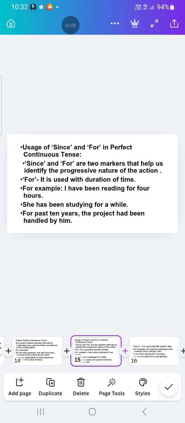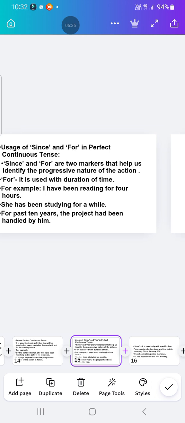Usage of since and for in perfect continuous tense. Since and for are two markers that help us identify the progressive nature of the action. For is used with duration of time. For example, I have been reading for 4 hours. She has been studying for a while. For the past 10 years, the project had been handled by him.